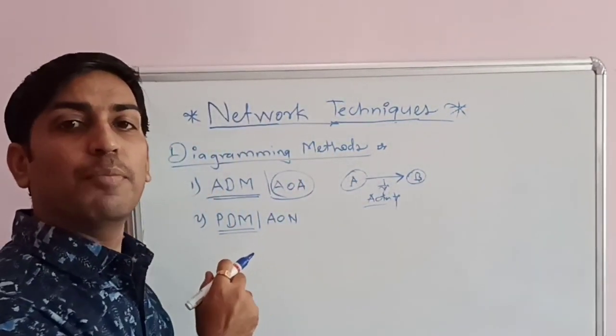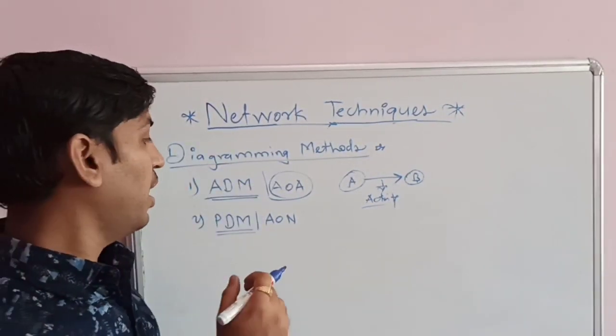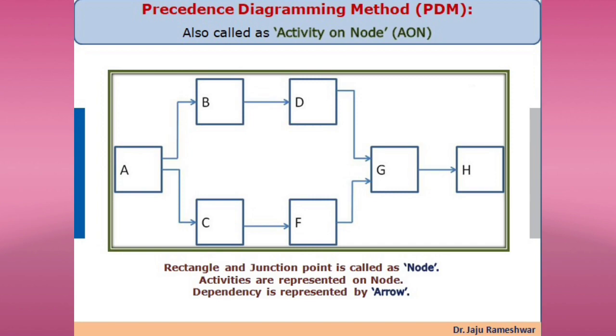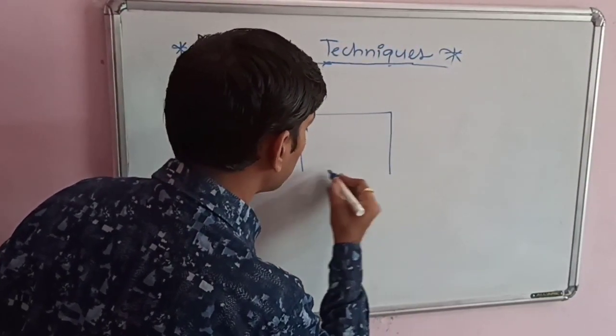Second one is the PDM, that is precedence diagramming method. Precedence means nothing but the previous one. It is also called activity on node. So here the rectangle and junction point is called a node. The dependency is typically represented by an arrow and activities are represented on the nodes. So this is the PDM or activity on node. Apart from this, now we move towards one of the problems for the diagramming method, that is the network diagramming problem. Before moving directly to the problem, let's visit the basics of diagramming method in terms of network analysis.